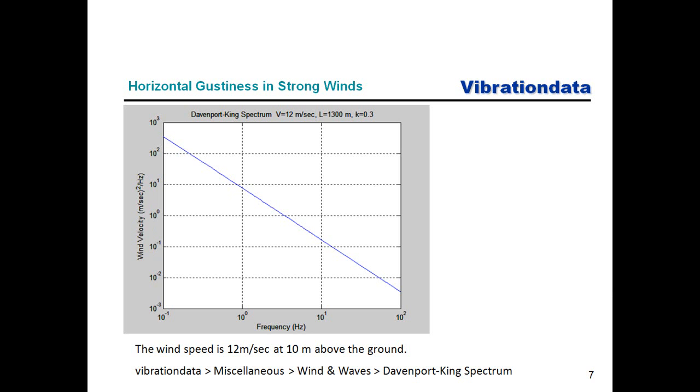Now, it's in log-log format, and there's a couple different parameters required. We need to know what the wind velocity is, and this is the wind velocity at 10 meters above the ground. Then there's also a characteristic gust length and a drag coefficient number.